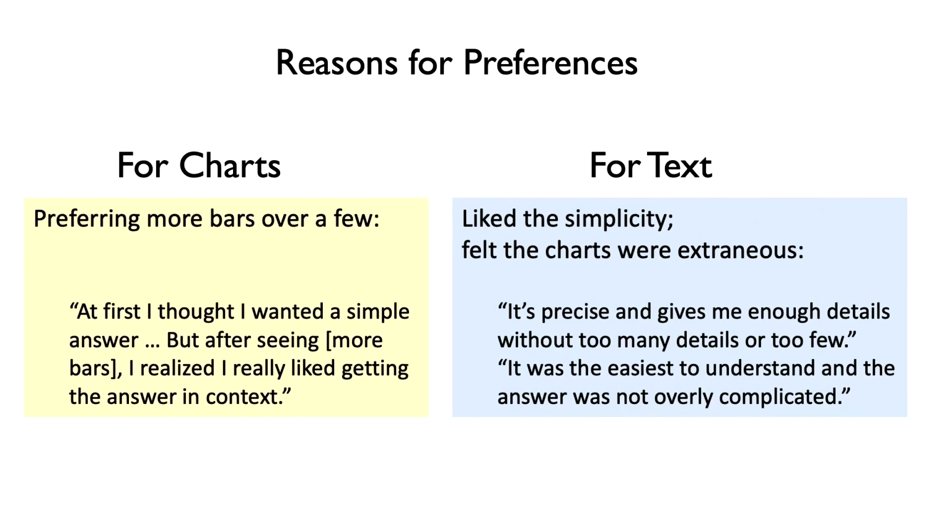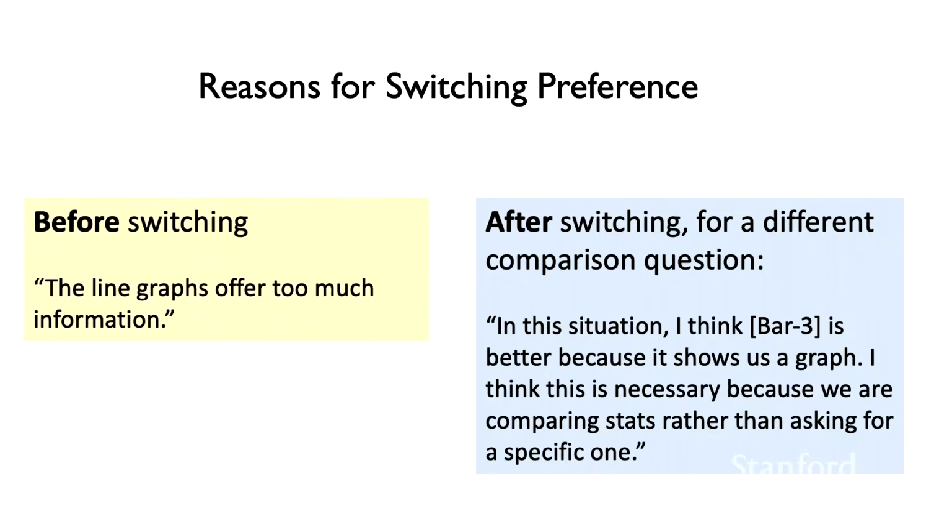So those were the kind of answers we got. But we did have people look at multiple of these, and a few of them switched. And when they switched, one person before switching said the line graphs offer too much information, but on a second example, they changed their mind and said, in this situation, I think bar 3 is better because it shows us a graph. I think it's necessary because we are comparing stats rather than asking for a specific one.